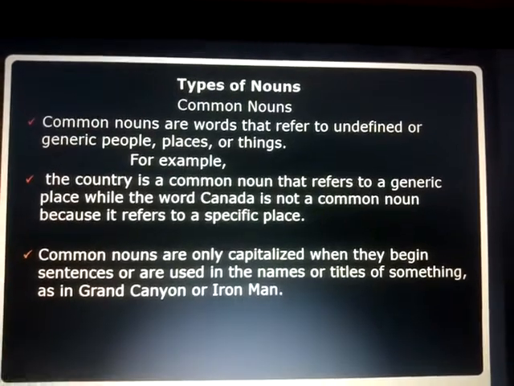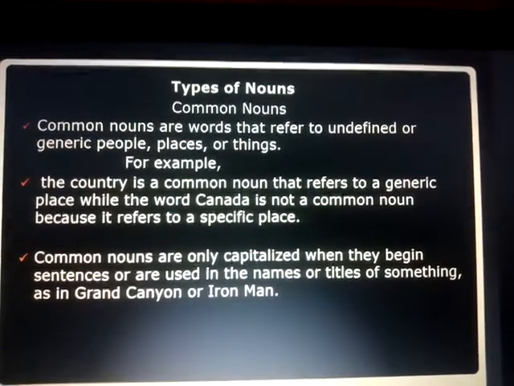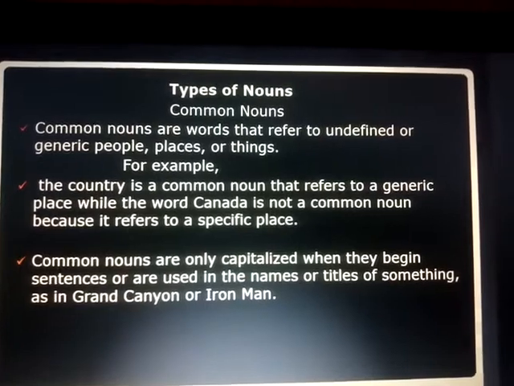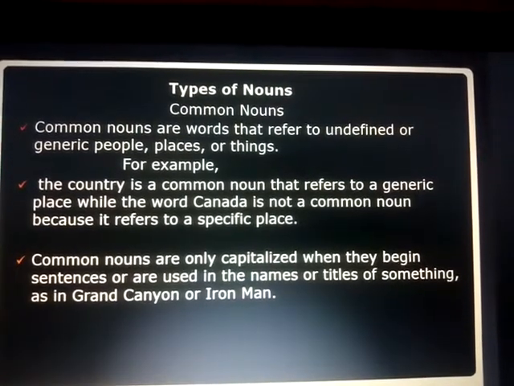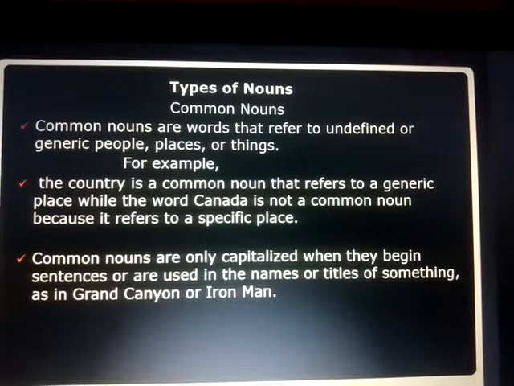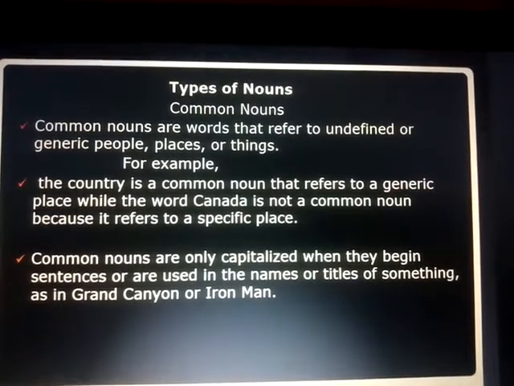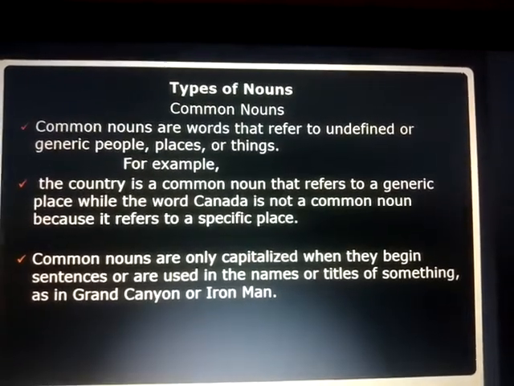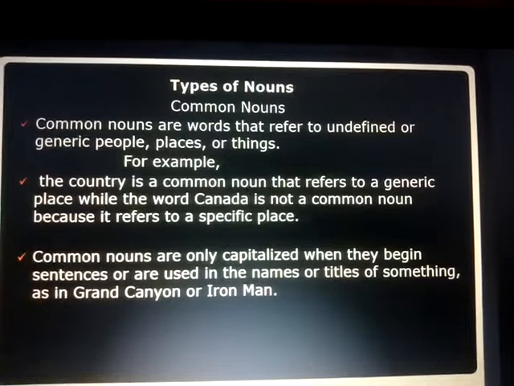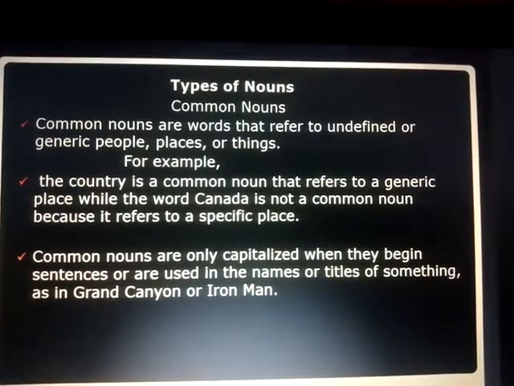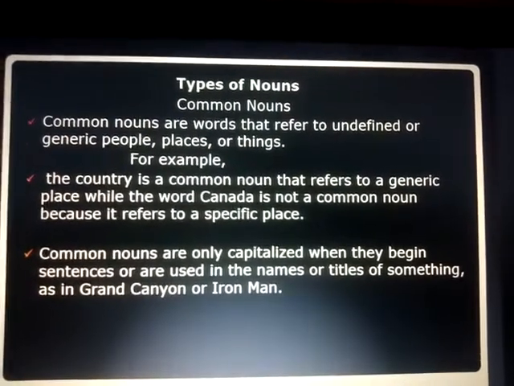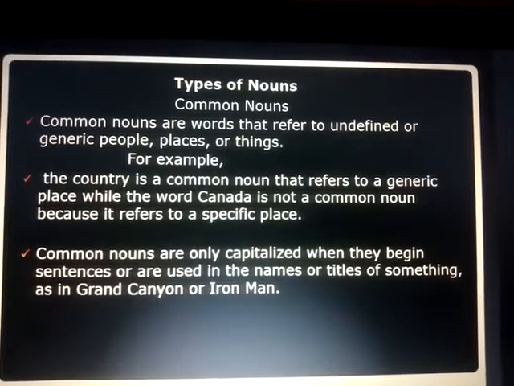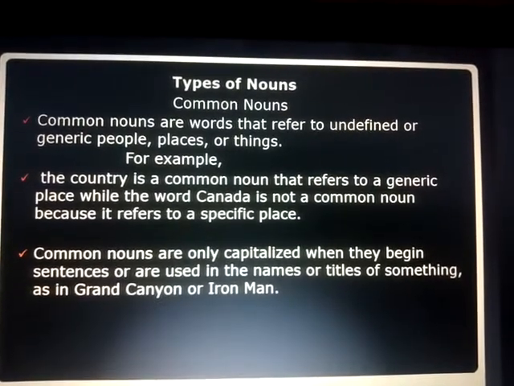Take this example: you say Nigeria. Nigeria is what? Common noun. But once you say Katsina, it means a specific area. That means it's not a common noun here.